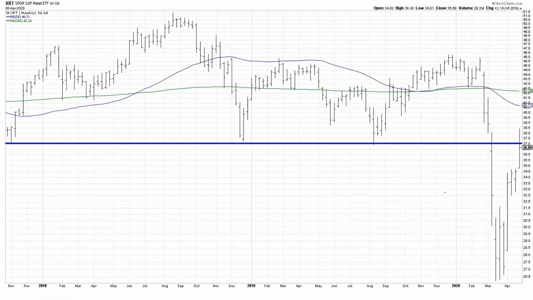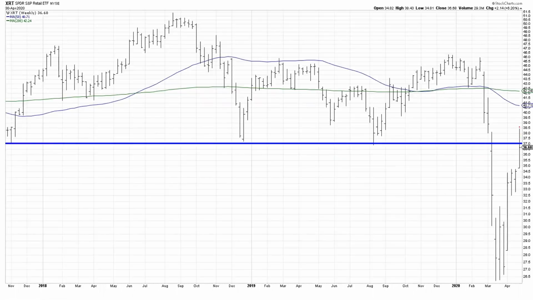So this is mainly brick and mortar, but you also have a component of Amazon in here. Even though you're seeing Macy's and Nordstrom's talking about bankruptcy, this actually made a nice move up. Now, the reason why this blue line is here is, if we start at 2017, we've got a 3-year horizontal line with the support that it had right around 37.50, 38. So when we broke that, the crash.